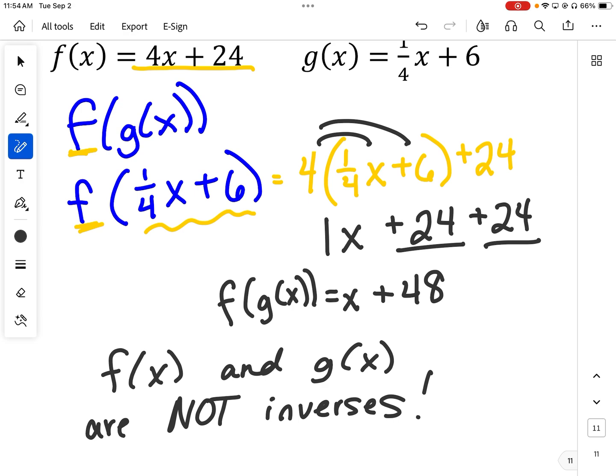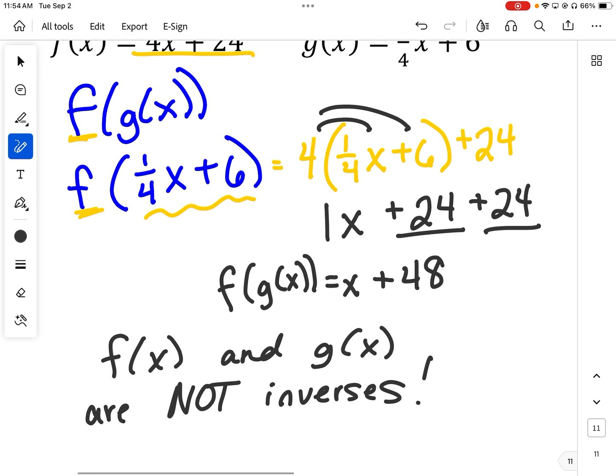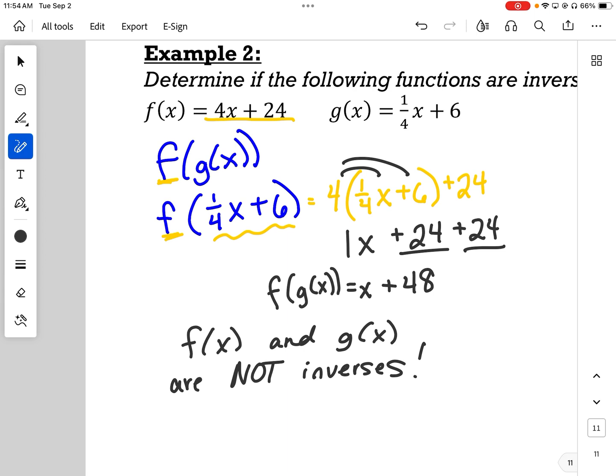And the reason is because f of g of x does not equal x. So we were able to save a little bit of time because we knew that f of g of x doesn't equal x. We didn't even go and try to do g of f of x because we already know they can't be inverses because the first one doesn't equal x.